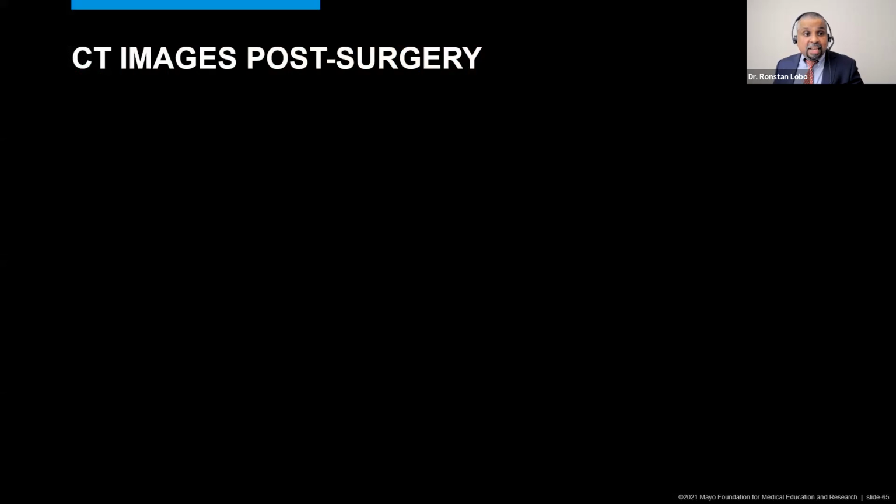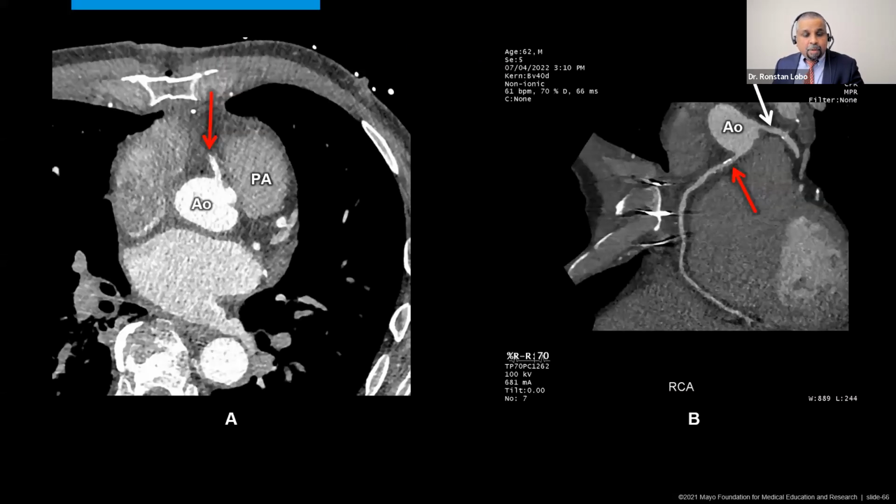So now let's look at the CT images post-surgery. Panel A shows an axial slice with the aorta and pulmonary artery labeled. The red arrow now shows the right coronary artery coming off the right sinus. Panel B is a curved planar reformatted image similar to the one earlier. The white arrow now shows the left main coronary artery coming off the left sinus. And the red arrow now shows the right coronary artery coming off the right sinus, as it should be.